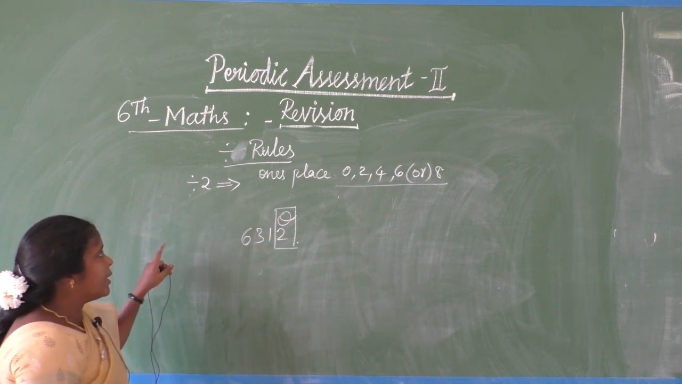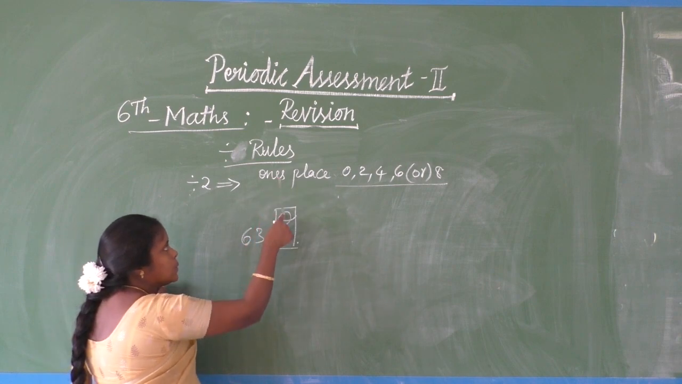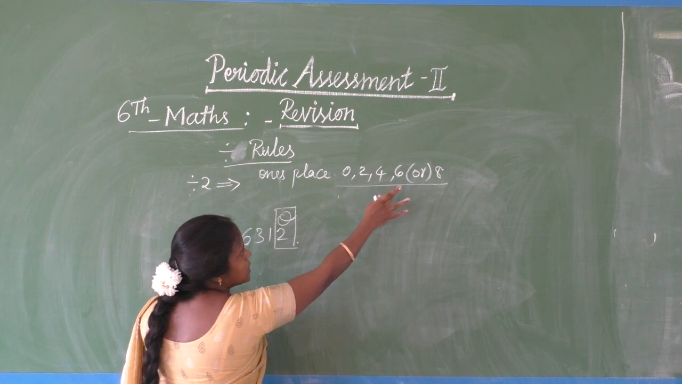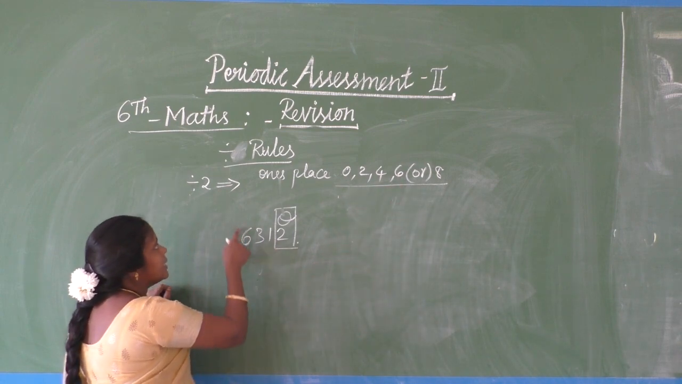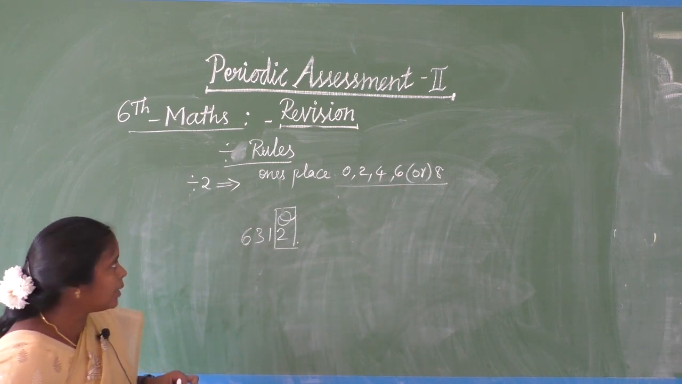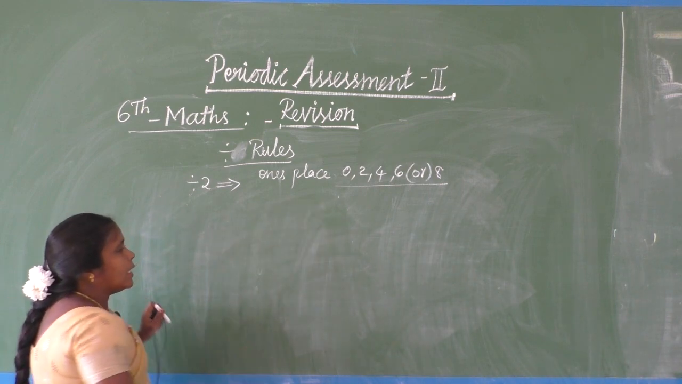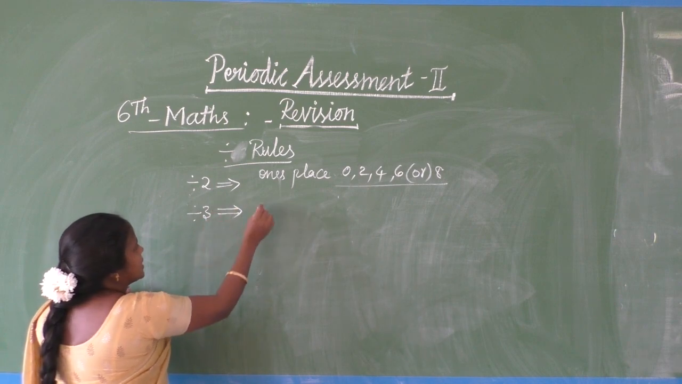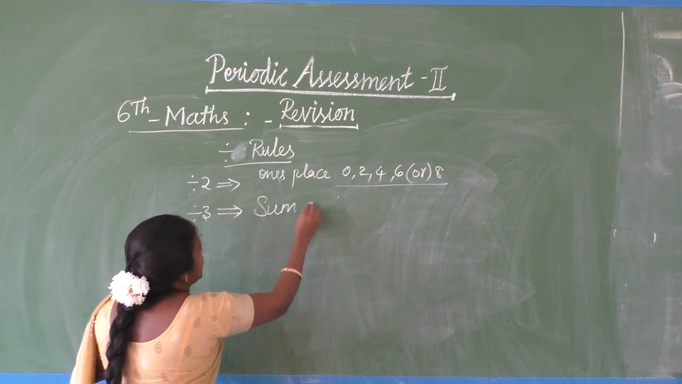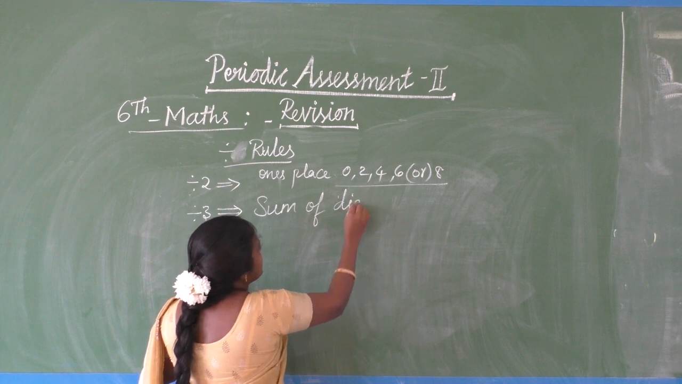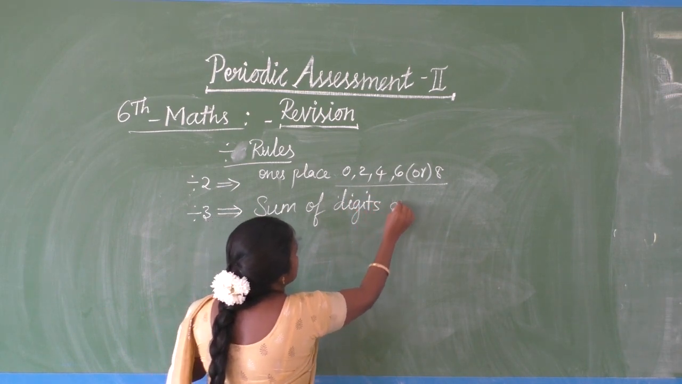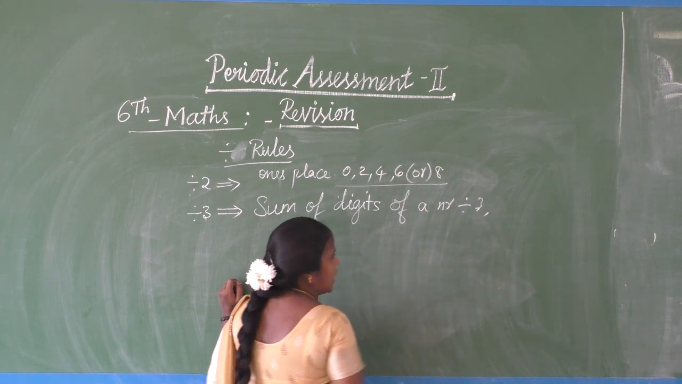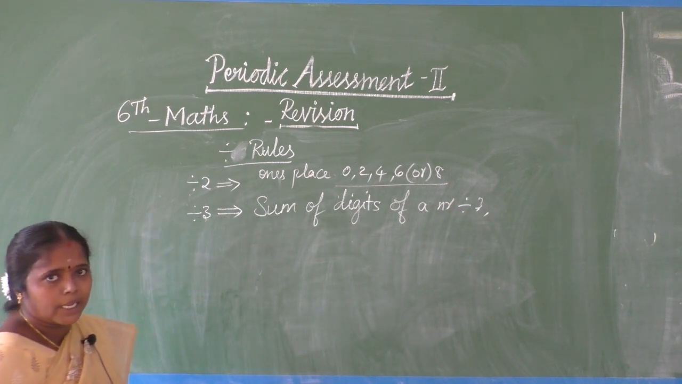Clear, children? If a number has 0, 2, 4, 6 or 8 in its ones place, then it is divisible by 2. Okay? Divisible by 3. What does it say? Sum of the digits. If the sum of the digits of a number is a multiple of 3, then it is divisible by 3.